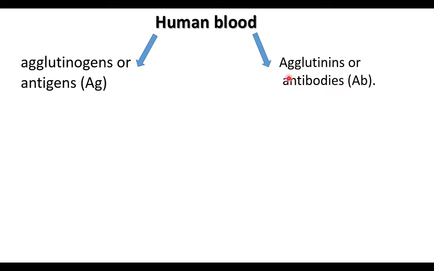Antibodies are found in the plasma of blood. Antigens are proteins which are found on the surface of red blood cells. The antigens and antibodies are useful in identifying the blood group. Blood grouping is based on the presence or absence of antigens and antibodies. A, B, O, AB blood groups are identified based on the presence or absence of antigens, and the presence or absence of antibodies.